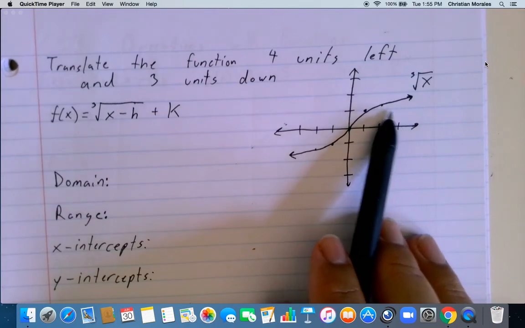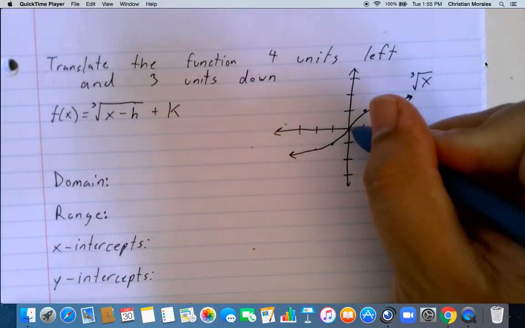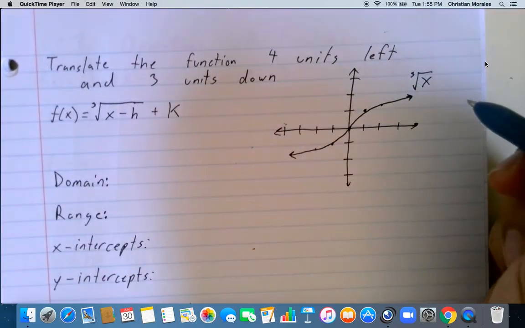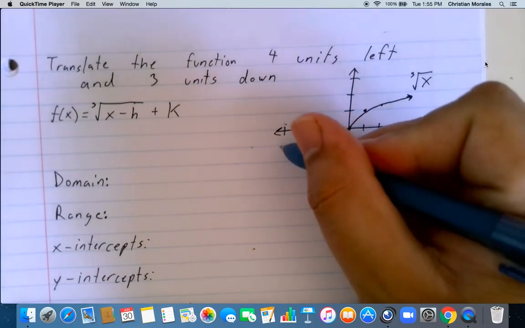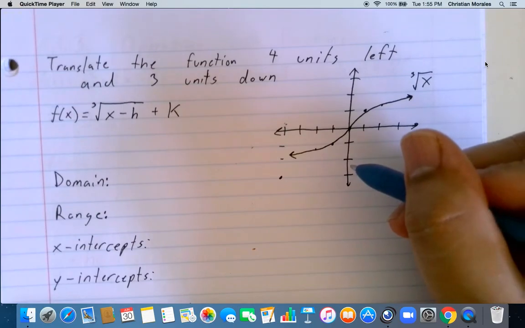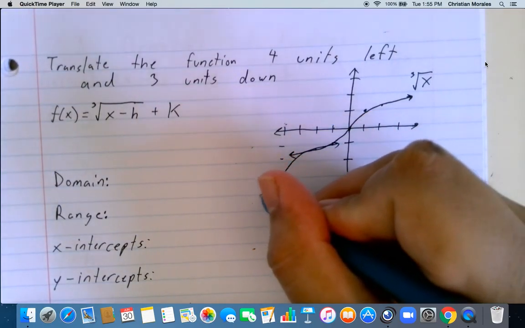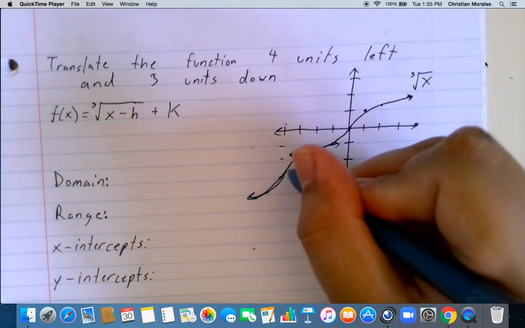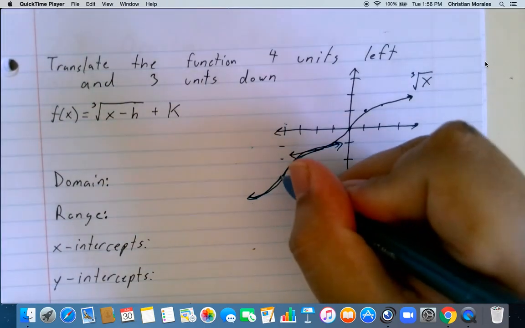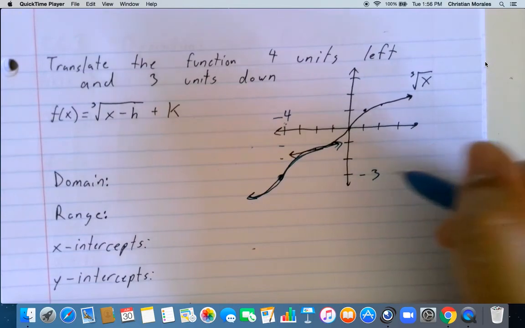Well, let's just take this. Let's say we take the center point, we move it 4 units left, 1, 2, 3, 4, 3 units down, 1, 2, 3. There's our center point now. It would go up like this, and it would go down like that. And that would be where our function is now. And your center point right here would be at negative 4, negative 3.